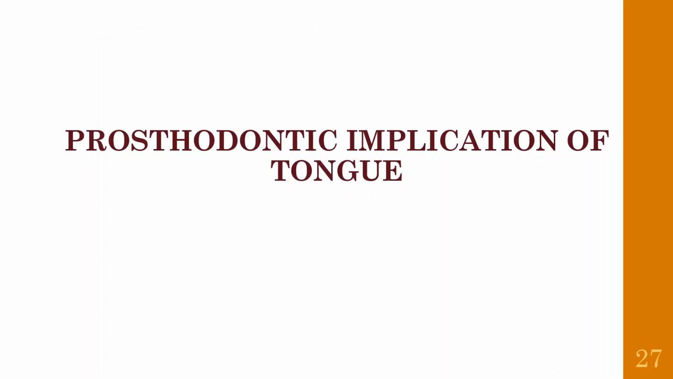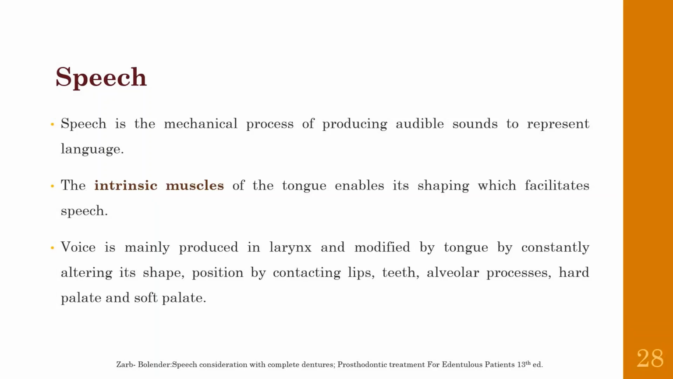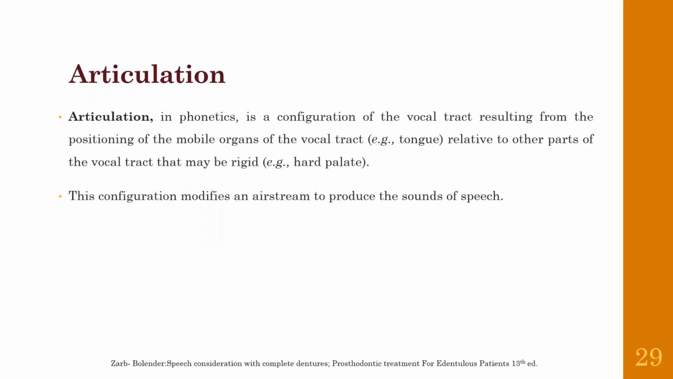Prosthodontic implication of tongue. Speech is the mechanical process of producing audible sounds to represent language. The intrinsic muscles of the tongue enable its shaping, which facilitates speech. Voice is mainly produced in the larynx and modified by the tongue by constantly altering its shape and position, by contacting lips, teeth, alveolar process, hard palate and soft palate. Articulation in phonetics is the configuration of the vocal tract resulting from the positioning of mobile organs of the vocal tract, for example the tongue, related to other parts of the vocal tract that may be rigid, for example the hard palate. This configuration modifies an airstream to produce the sounds of speech.